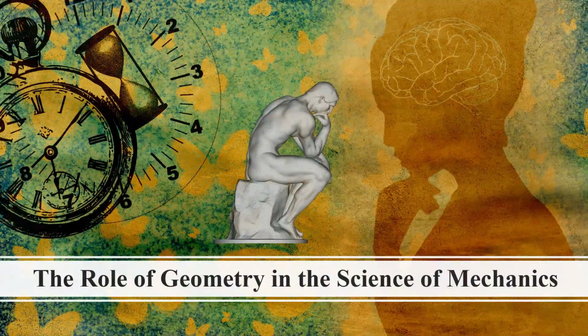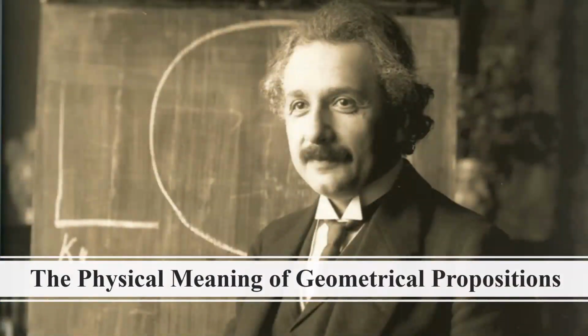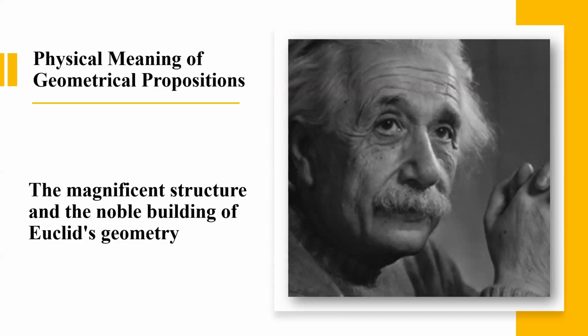Einstein begins his book by examining the role of geometry in the science of mechanics. He not only decides on the appropriate role for geometry, but also describes a fundamental principle that will be used throughout his explanation of the special theory. The physical meaning of geometrical propositions.